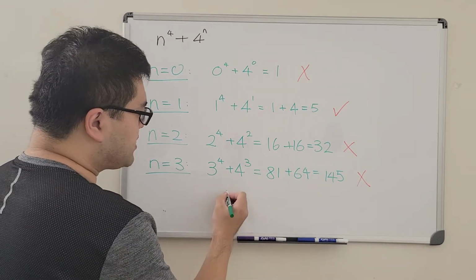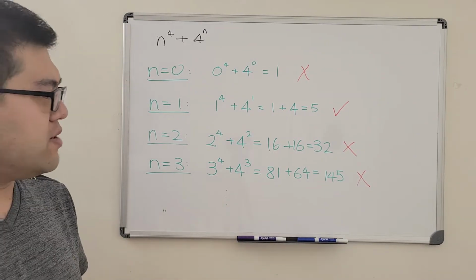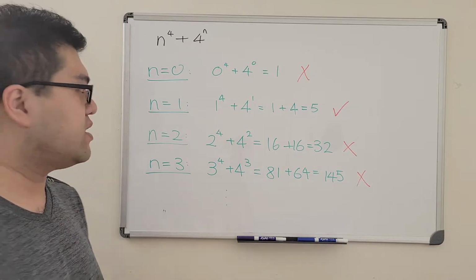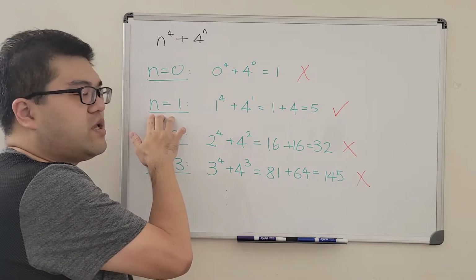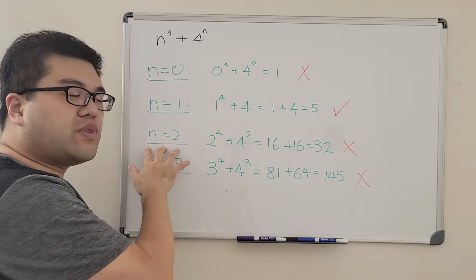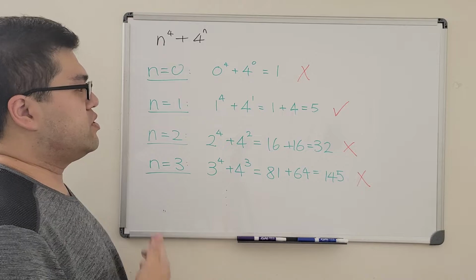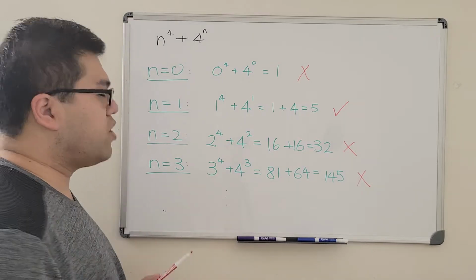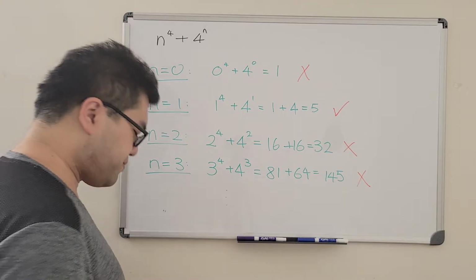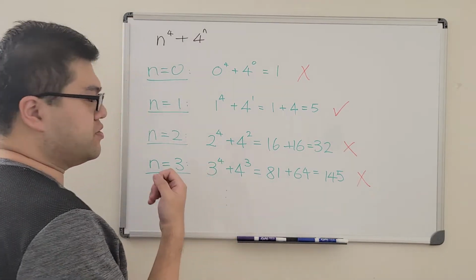So if we keep listing, we might find a pattern that looks like n equals 1 is the only answer, and for n bigger than or equal to 2, we will somehow get a composite number. So how are we going to prove it? Here's what we're going to do.